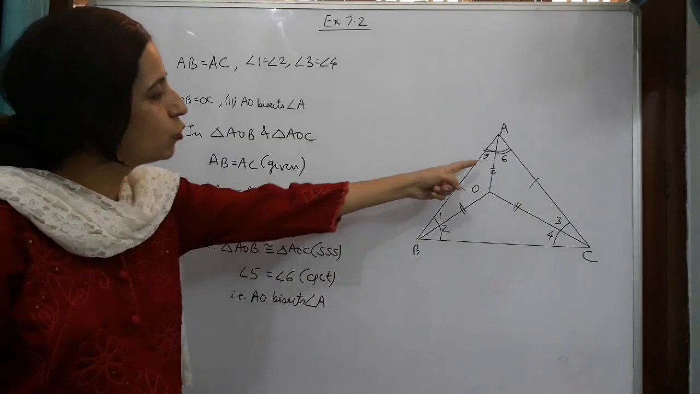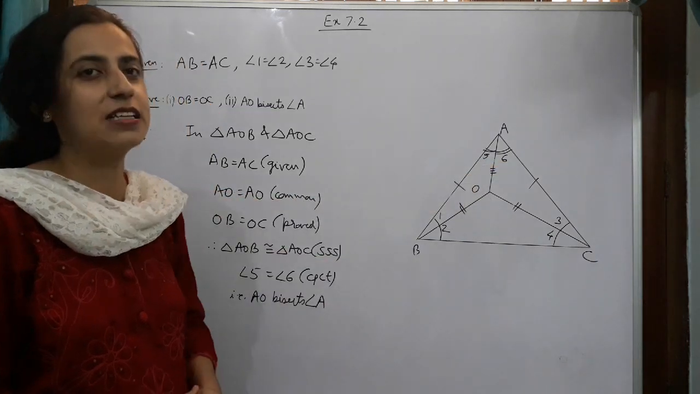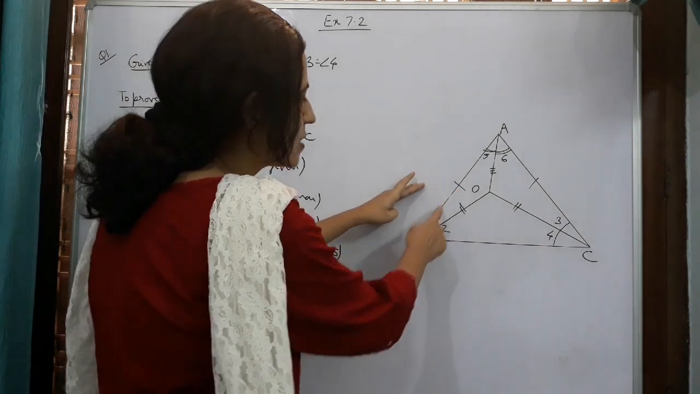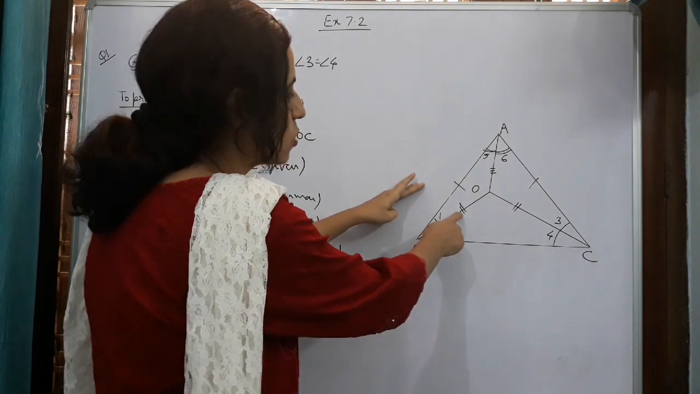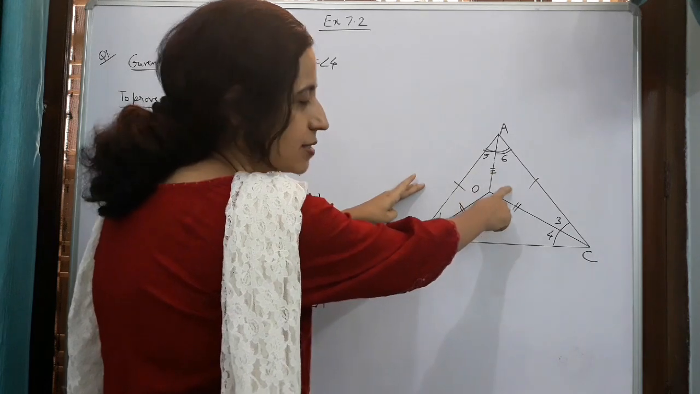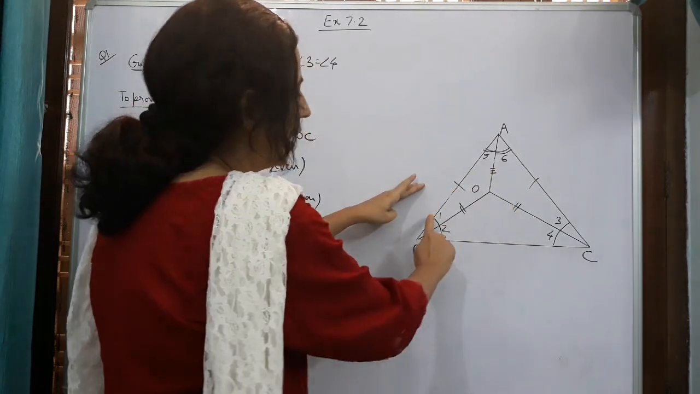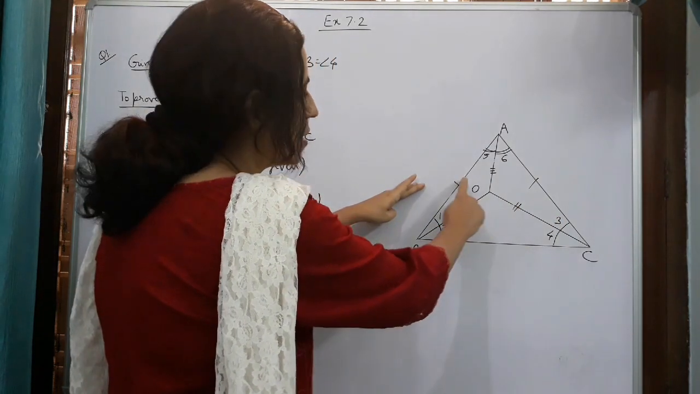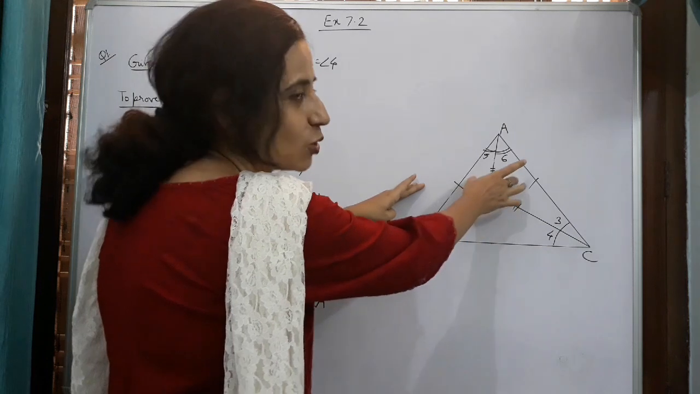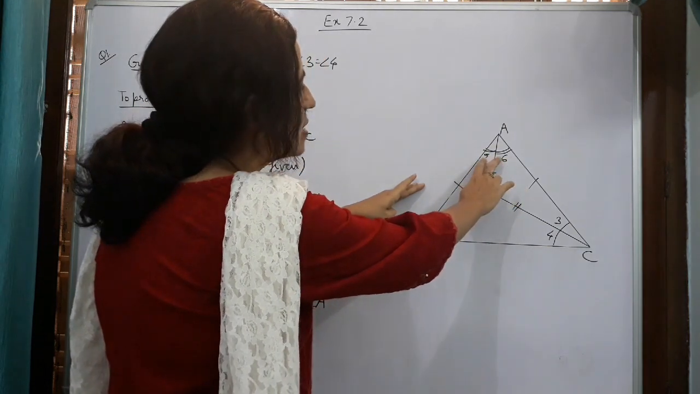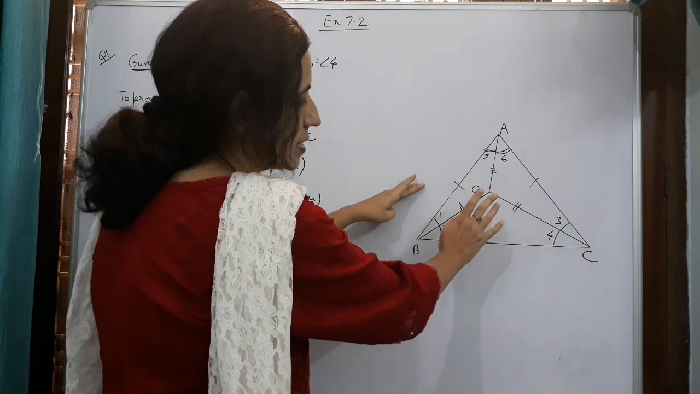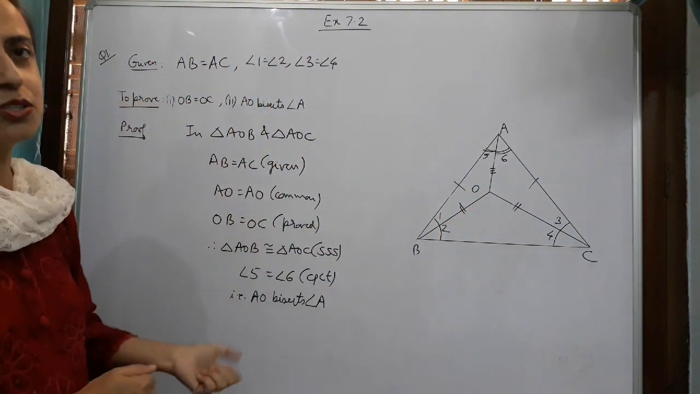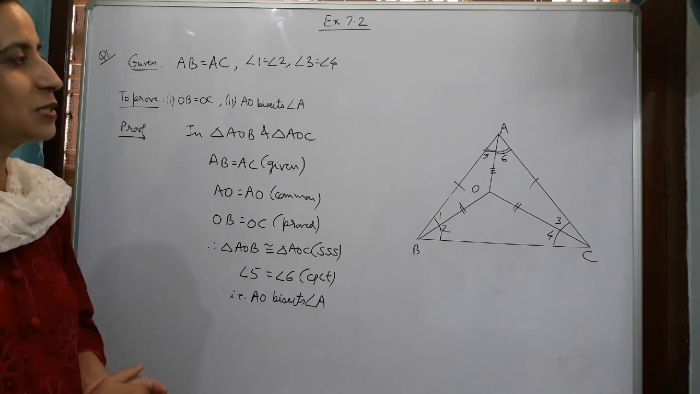We can also prove that angle 5 is equal to angle 6 by another criteria of congruence, by SAS criteria of congruence also. We can prove that these two triangles are congruent: AB is equal to AC, angle 1 is equal to angle 3, and OB is equal to OC. So by SAS criteria also the two triangles would be congruent. Hence angle 5 would be equal to angle 6. So in maths there is not only one method of doing it. You can do it by various methods.